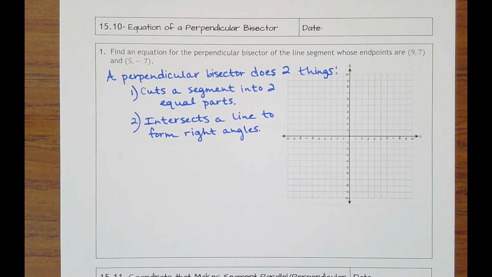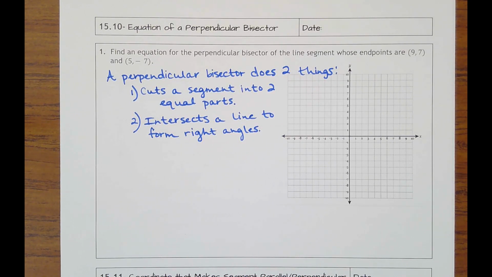Lesson 15.10 is writing an equation of a perpendicular bisector. Number 1 says find an equation for the perpendicular bisector of the line segment whose endpoints are at (9, 7) and (5, -7). So let's back up and first talk about a perpendicular bisector.